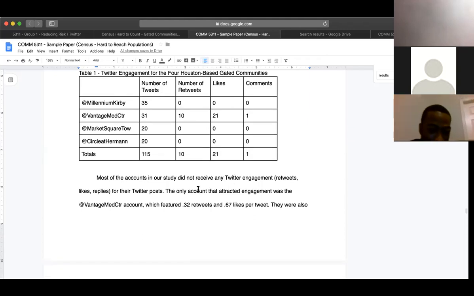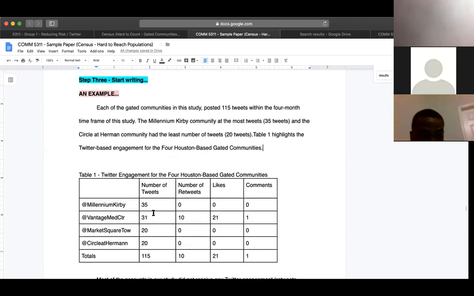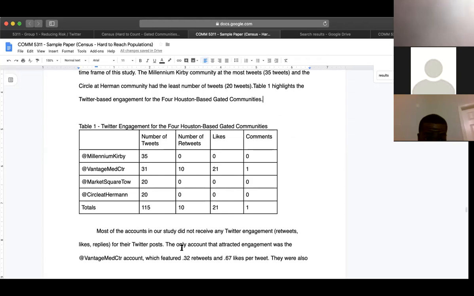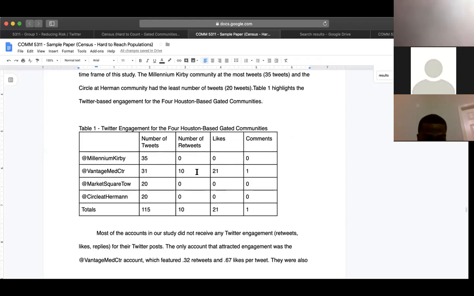So one thing that you might want to do is look at statistics as well. I looked at the Vantage Med Center account. That was the account with the most engagement. Even though they had the second highest number of tweets, they had the most engagement, which was really odd. So I decided to make that digestible for people. Basically I divided the number of retweets and likes by the number of tweets. So each tweet received an average of 0.32 retweets and 0.67 likes.